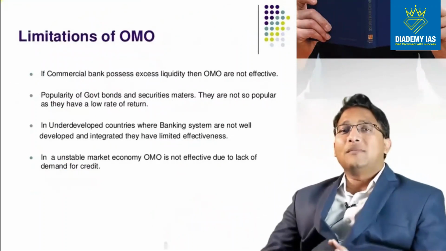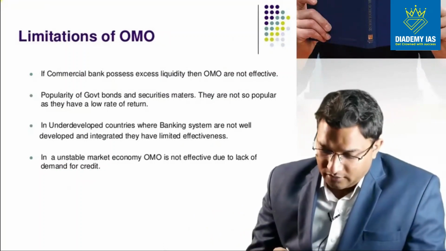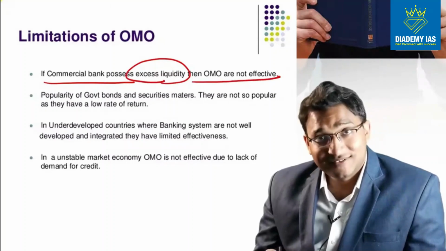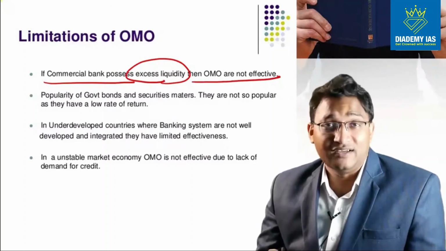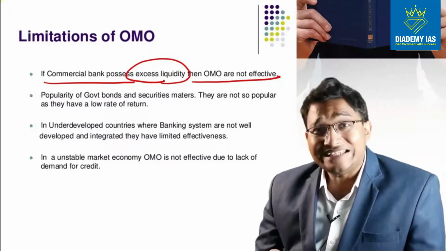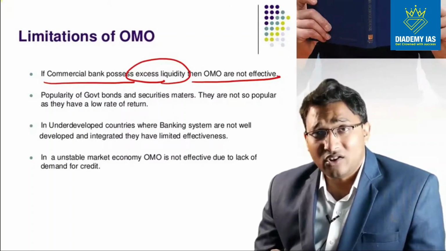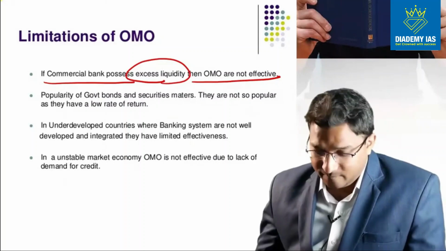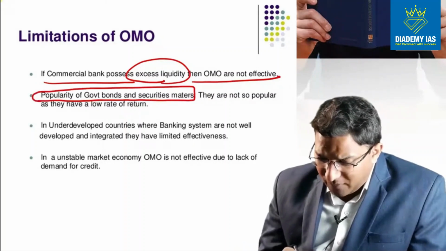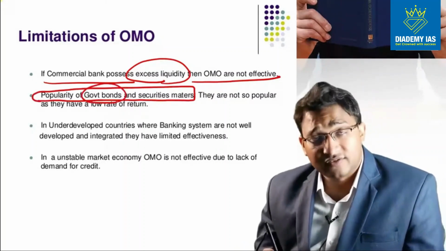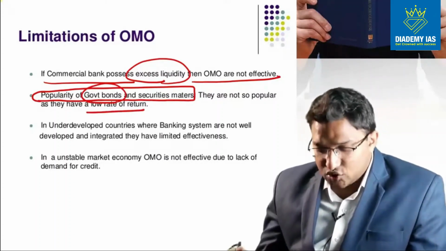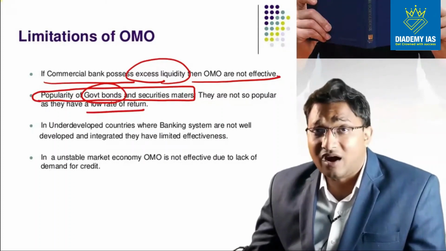What are the limitations of open market operations? Number one, if the commercial banks possess excess liquidity, then OMO are not effective. If the banks are having a lot of liquidity, then even if they are buying government securities from the central government, they will still not be required to reduce lending. Popularity of government bonds and securities matters, right? These government bonds are very safe, secured and popular, but their rate of interest is less. So their low rate of return is one of the big hurdles.